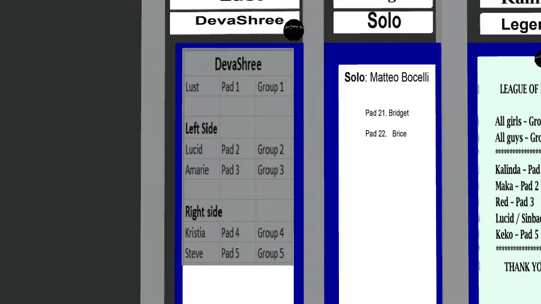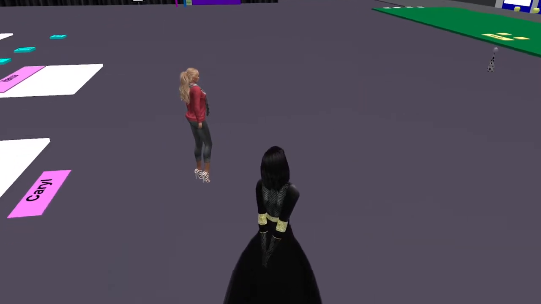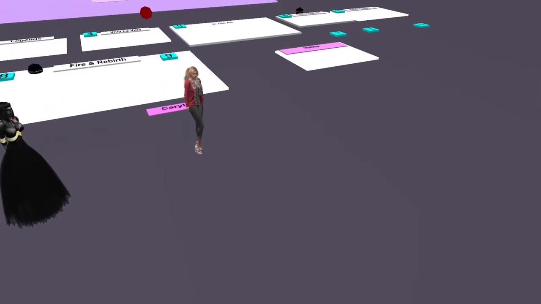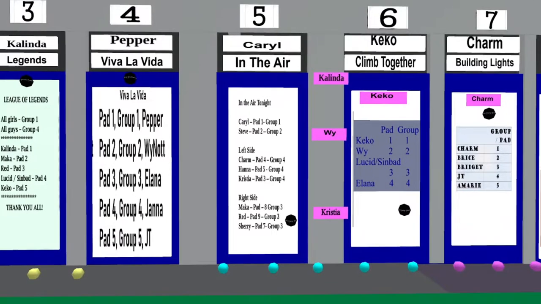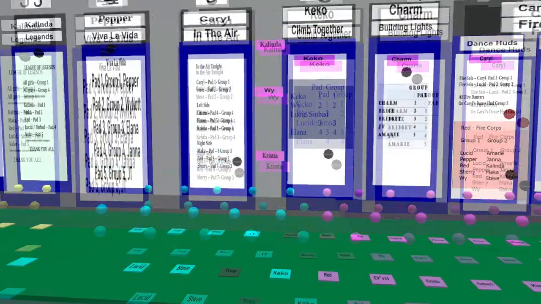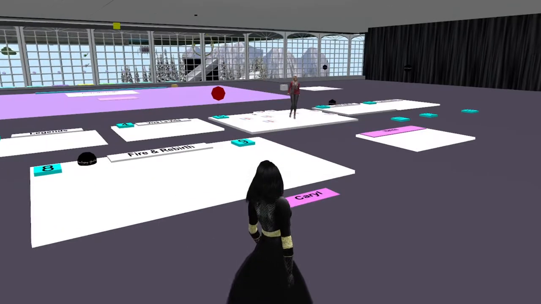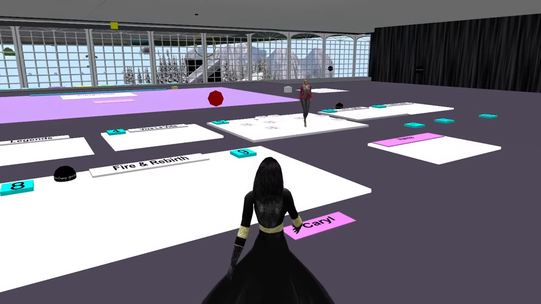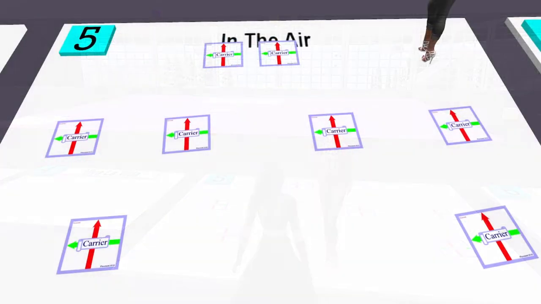The other number you see there is the pad. Let's do in the air. In the air is a better example. Mover, pad. Okay. Now, if you look at the one that says in the air, it would be number 5. I'm going to res the pads. I go under stage over here. Now, you notice that it says 5 on this pad on the floor, which corresponds to what the number is on the back wall.